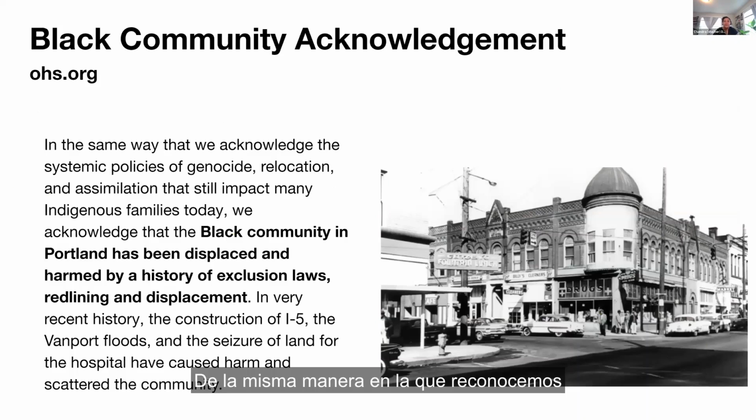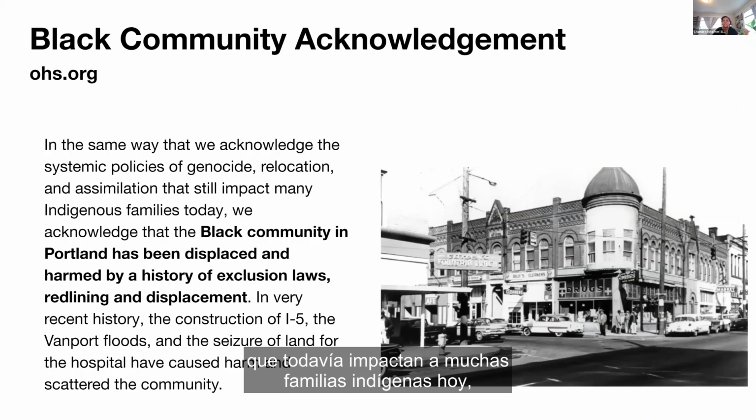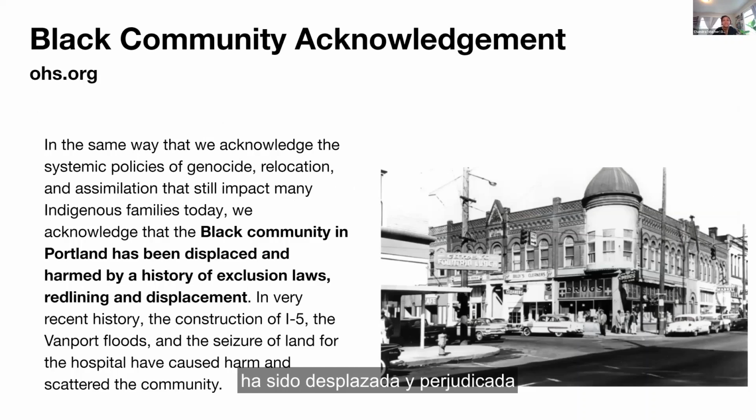In the same way that we acknowledge the systemic policies of genocide, relocation, and assimilation that really still impact many Indigenous families today, we also acknowledge that the Black community in Portland has been displaced and harmed by a history of exclusion laws, redlining, and displacement. In very recent history, the construction of I-5, the Vanport floods, and the seizure of land for the hospital have caused harm and scattered the community. So we acknowledge those things because this is the land that we are on, this is the neighborhood that we are talking about, and this is all important history for all of us to acknowledge.